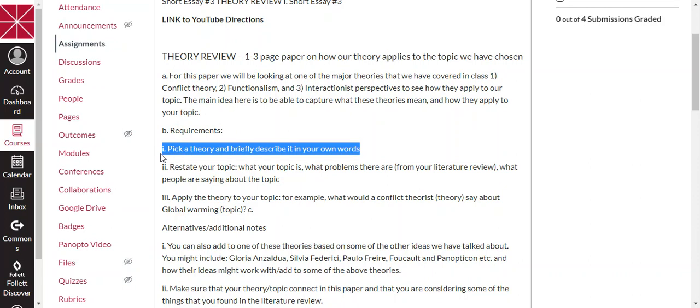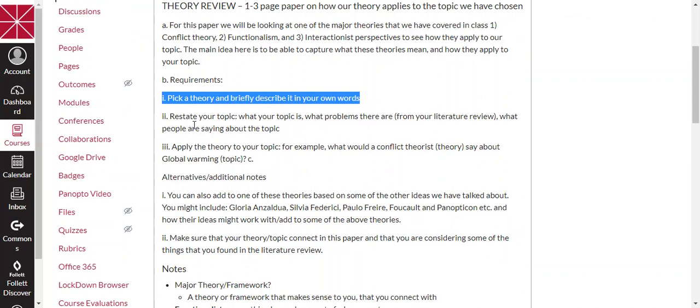You could either get these definitions from the book. We have a lot of notes, discussion of them, and I also have a brief review later on in this section. So basically you want to pick a theory and briefly describe how it works. And of course, you could do just one, or you could do more. If you wanted to talk about functionalism and conflict theory, or conflict theory and interactionism, that works too, just as long as it makes sense with whatever you're doing. No need to do more than one, but it is an option.